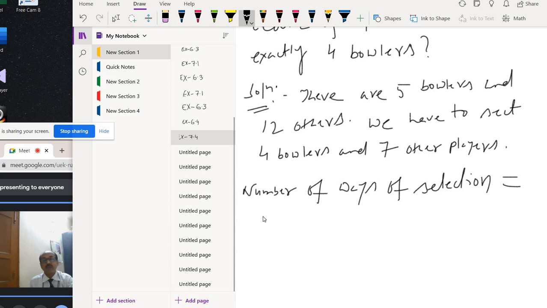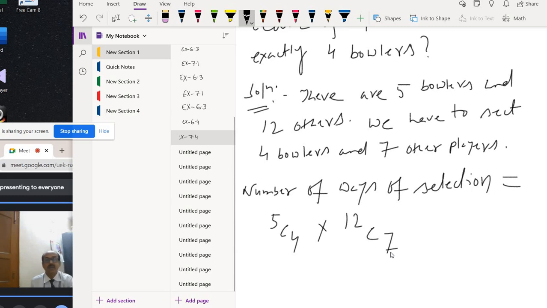So out of 5 bowlers, we need 4. So 5C4, sir, into 12C7. From the other 12 players, 12 plus 5, 17 total, we need 7. So 7 we need plus 4, that is 11 players.